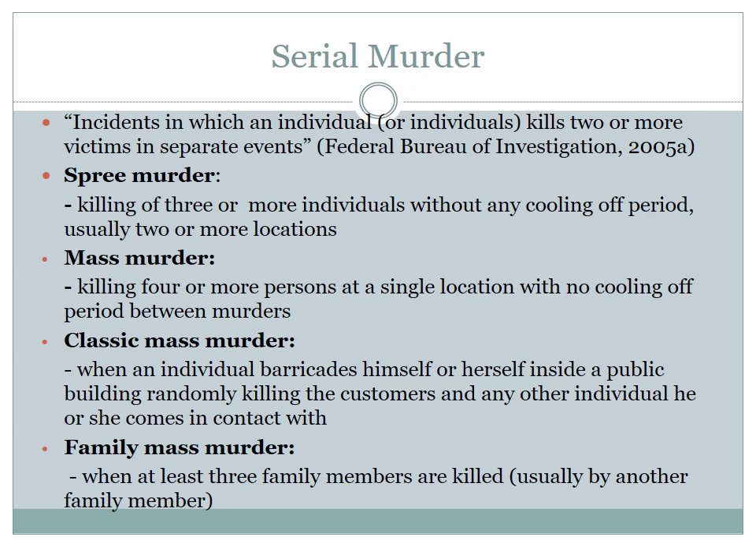So, defining serial murder. Incidents in which an individual or individuals kills two or more victims in separate events. This incorporates a cooling off period that makes it different from other multiple murders. This cooling off period, it's a time interval.